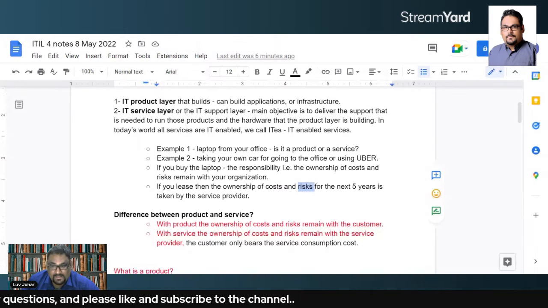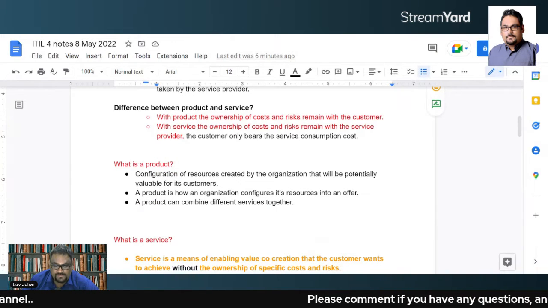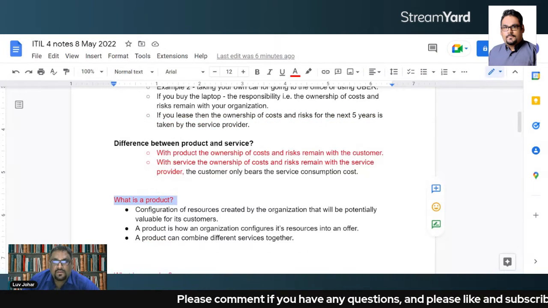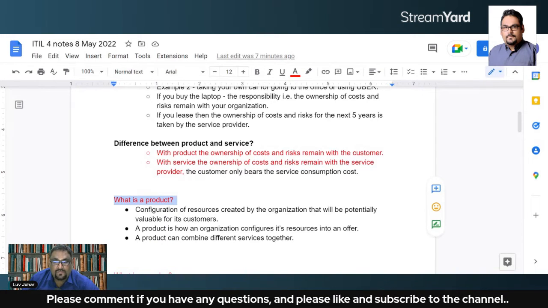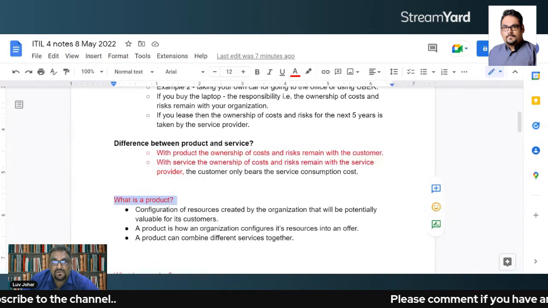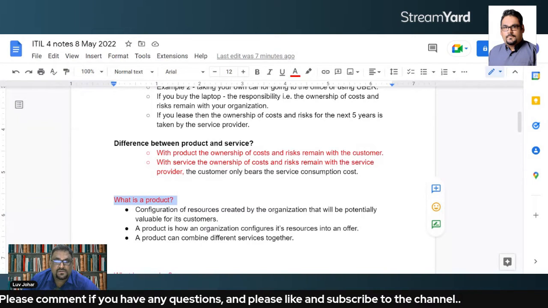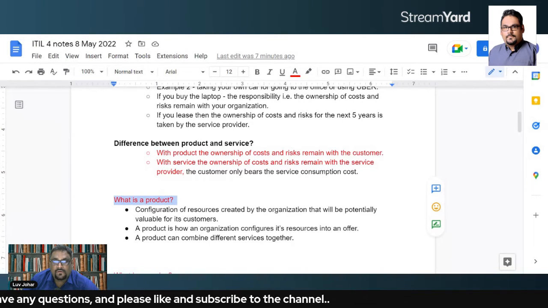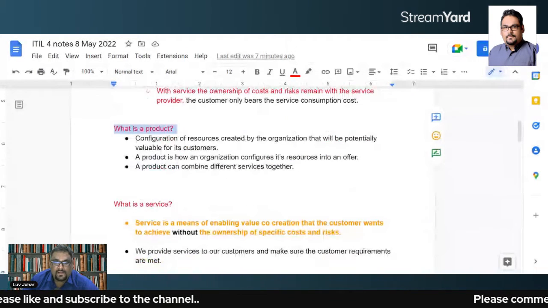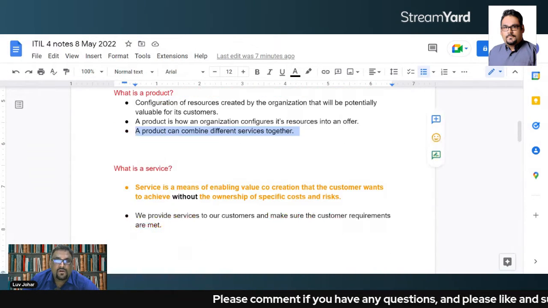So don't worry, in the next step I'm about to discuss them. But first of all, let us try to understand what is a product now, because we have mentioned this term a lot of times. So it's basic to understand all the definitions one by one. A product is nothing but a configuration of resources which are created by the organization, which are potentially valuable for the customers. So a product is basically how you channel your resources to create something tangible. A product can combine different services together as well. So you may be offering a couple of services together and creating a product out of it.